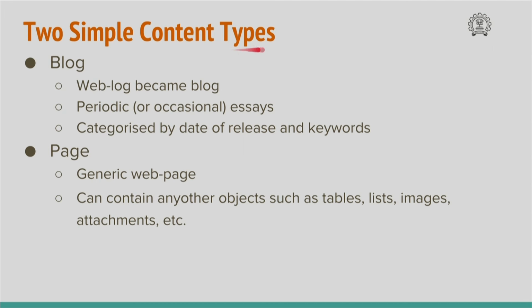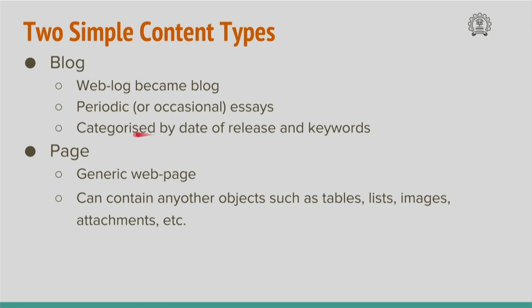WordPress by default provides two simple content types. They are the blog and a page. A blog is a short form for web log. Web log essentially is like your diary on the web. It could be a commentary, it could be a collection of pictures or any other review and so on. What distinguishes a blog from a page is that a blog is periodic or occasionally unperiodic, but it is a time bound release. So every month you could have a blog, every day you could have a blog and so on.